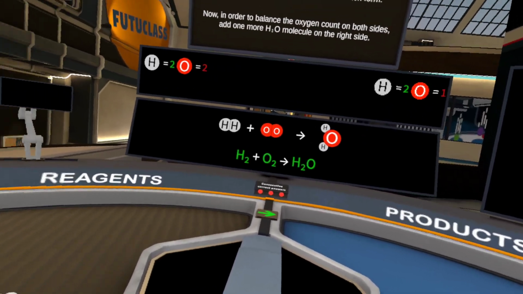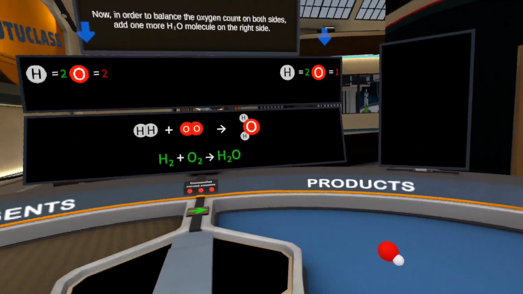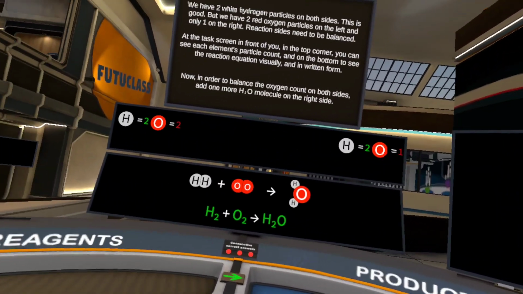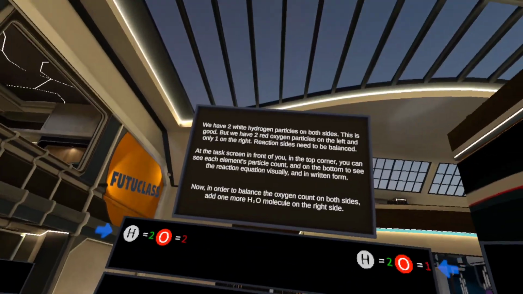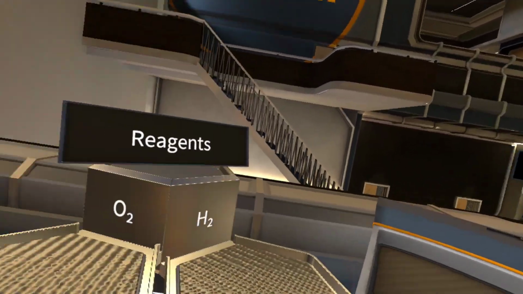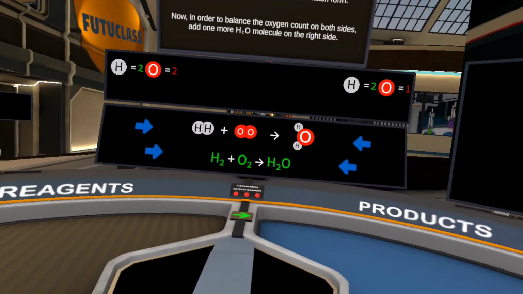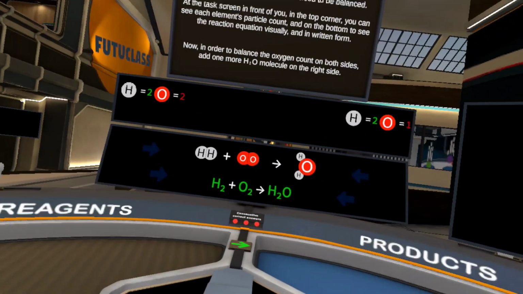We have two white hydrogen particles on both sides. This is good, but we have two red oxygen particles on the left and only one on the right. Reaction sides need to be balanced. At the task screen in front of you, in the top corner, you can see each element's particle count, and on the bottom to see the reaction equation visually and in written form.